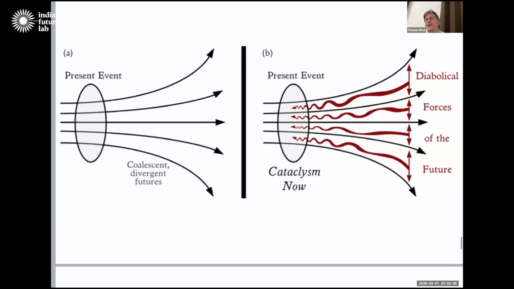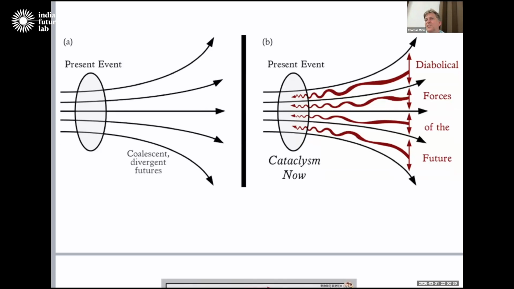A more simple diagram of it, if you remember our cone: the present event, and you can see coalescent and divergent futures. That's our cone of future situations. On the right, this is influenced by Nick Land, the cataclysm now. Diabolical forces of the future are shaping our present more than our past.